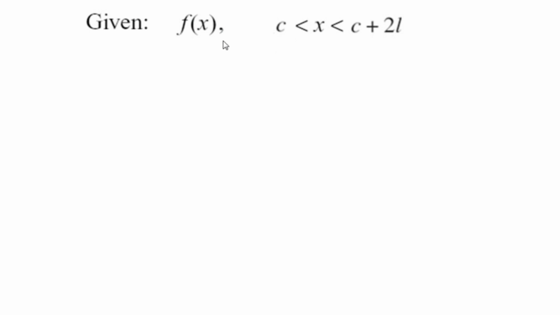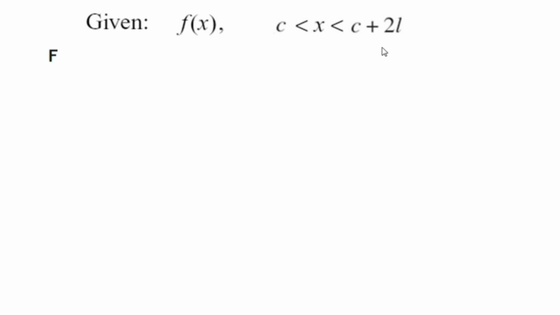Here we are given the function f of x. L is dependent on the period 2l. C is the initial endpoint, c plus 2l is the terminal, that is the final endpoint of the interval. We need to identify L, C.